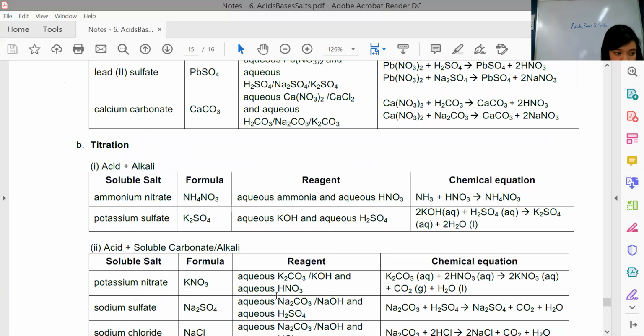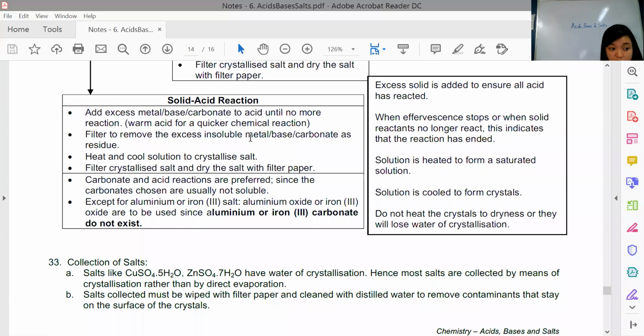So what is the method used for this solid acid reaction? First, we add the excess of the solid into the acid until no more reaction. Then you filter away to remove the excess solid. What's left over is your soluble salt. So you can just heat, cool, and crystallize it. Then filter, wash, and dry between filter paper. So that's how you get your soluble salt.